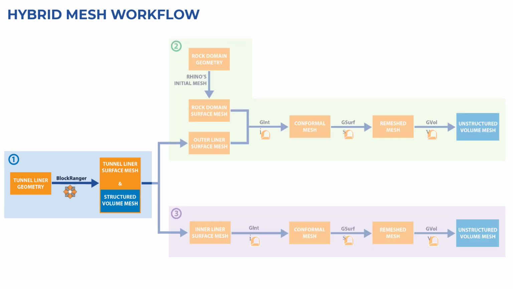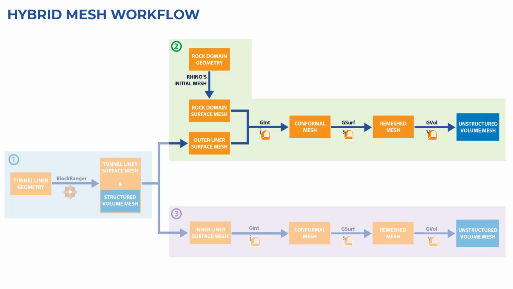In the first path, we start with creating the geometry of the tunnel liner. By then using the Griddle tool Block Ranger, we are creating a surface mesh as well as a structured volume mesh for the tunnel liner. The surface mesh will then be divided into 2 surface meshes for the outer and inner part of the liner. These will be used as boundaries for the rock domain and core respectively.